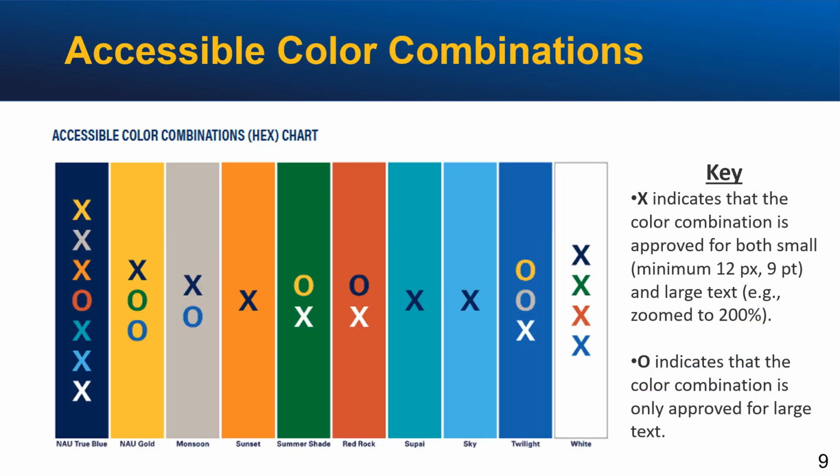On the topic of color contrast, NAU has developed accessible color combinations of the NAU themes. And so if you look at this chart and its associated key, X indicates that the color combination is approved for both small and large text. Meanwhile, the O indicates that the color combination is only approved for large text. So keep that in mind. And if you're trying to do something with NAU branding, you can look at these color codes and make sure that, for example, you're not putting sky on top of white because that does not meet color contrast requirements.